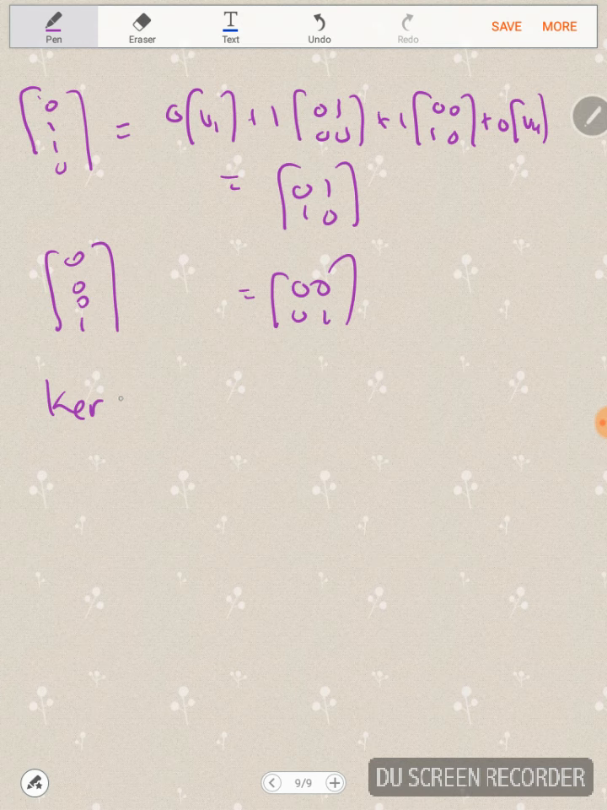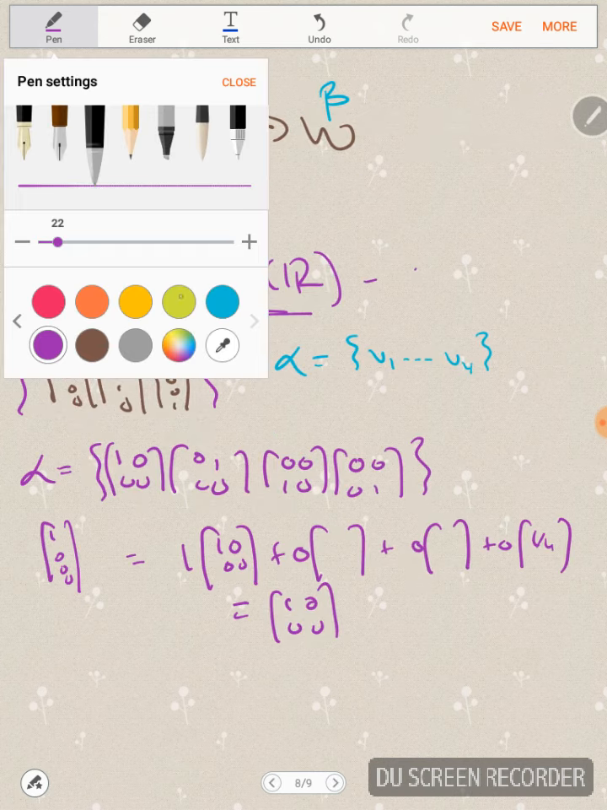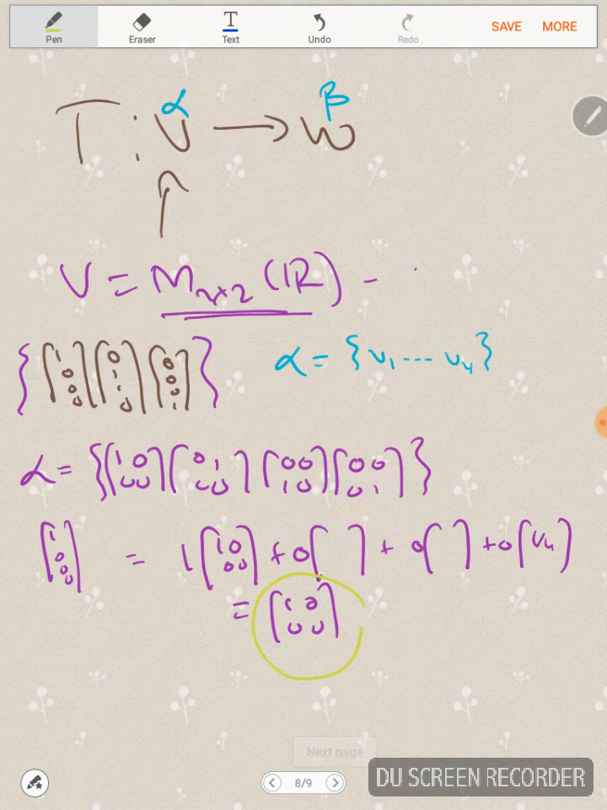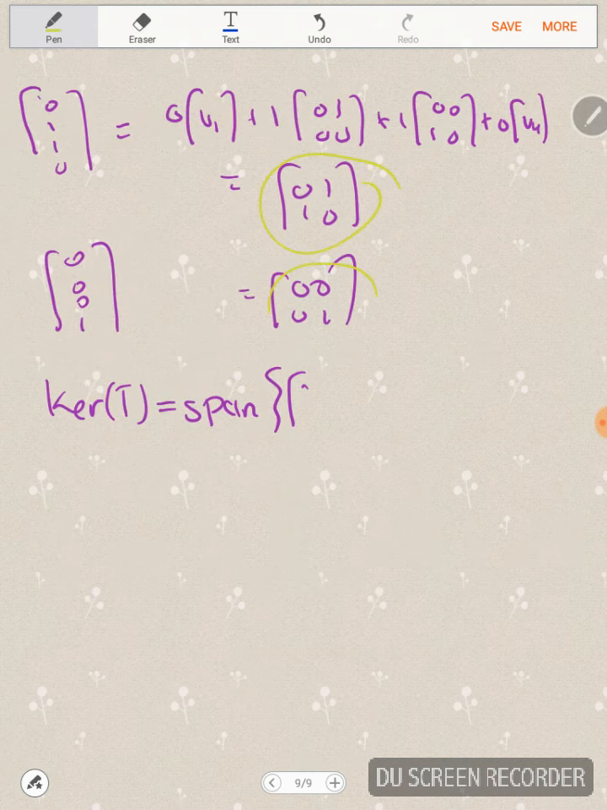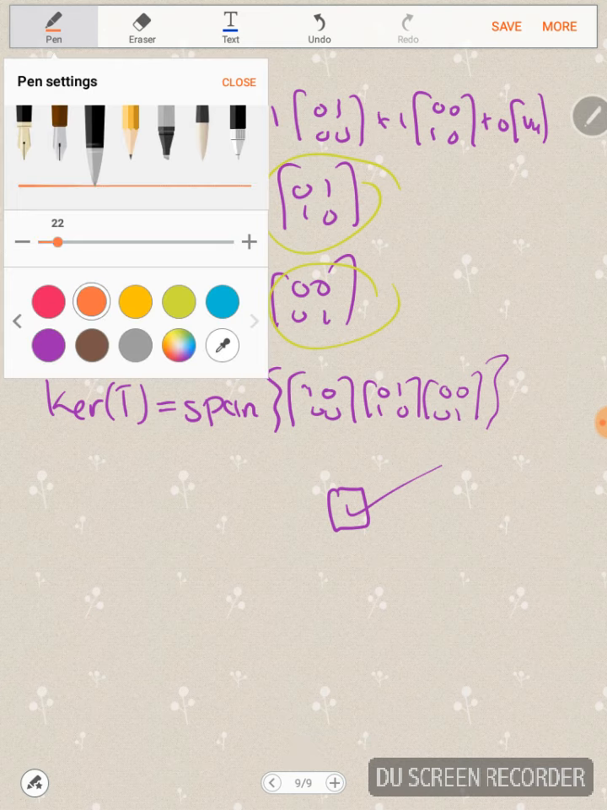So the kernel of T is the span. Don't forget to write span. It's one of the things many people would forget. And I'm going to input this and this: 1 0 0 0, 0 1 1 0, 0 0 0 1. And we are done. I just want to stop right here and point out something that I noticed.